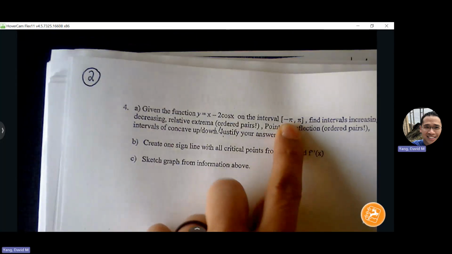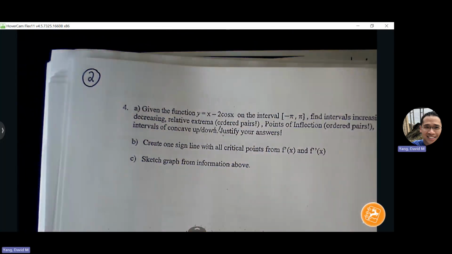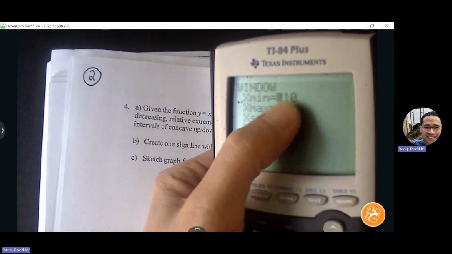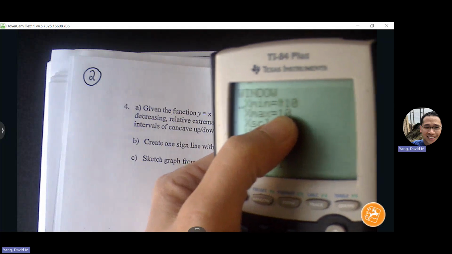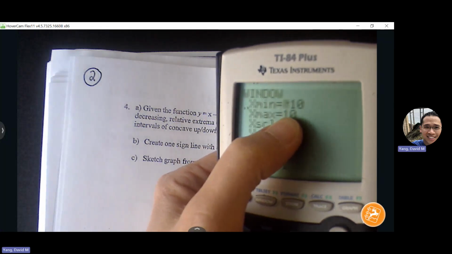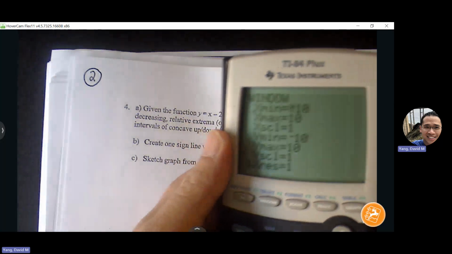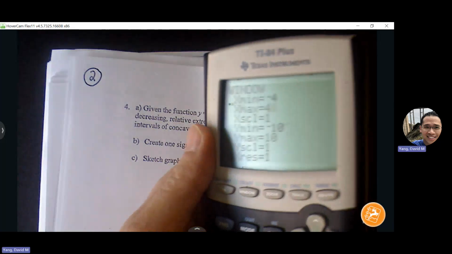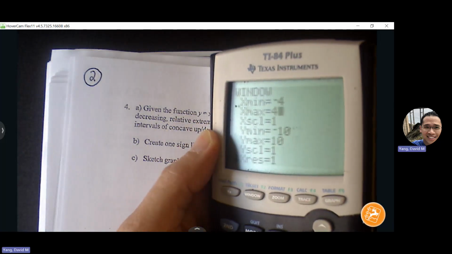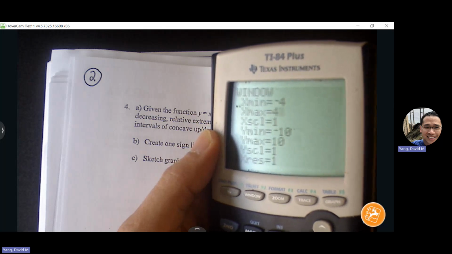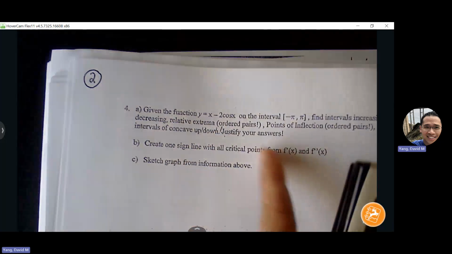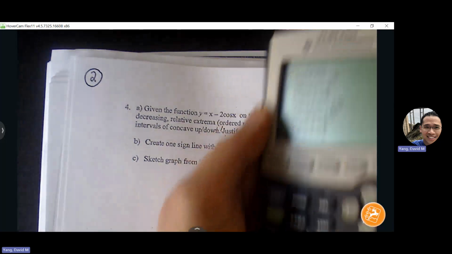Now here, my domain is from -pi to pi, so I could make X-min, X-max go from -pi to pi. But I like to see around my corners or my edges a little bit. So we know pi and -pi is about 3.14. So if I just do from -4 to 4, it'll zoom in on that place that I want to see, but I can still see around. I like to see a little bit past the edges just so I can have a better feel for the graph.